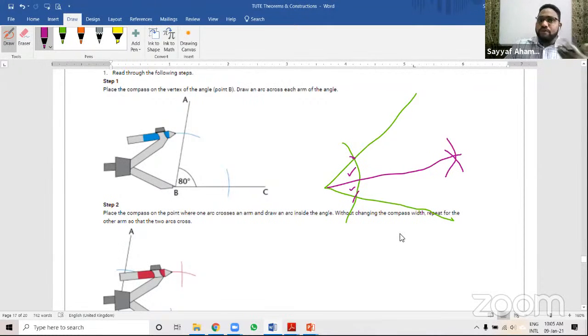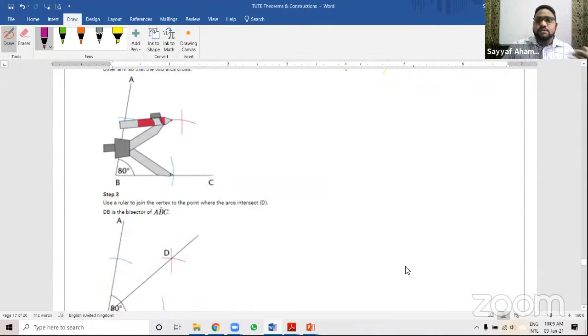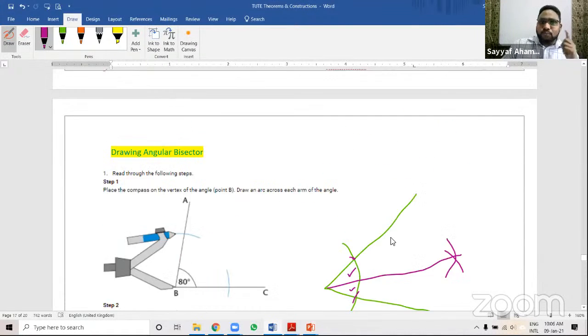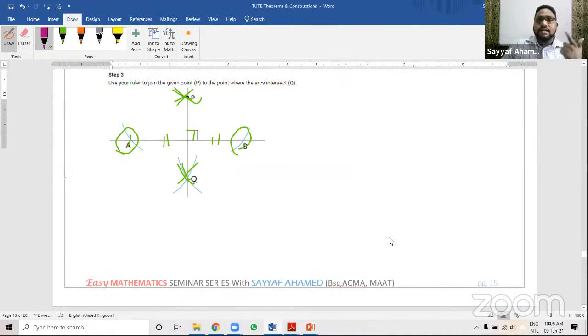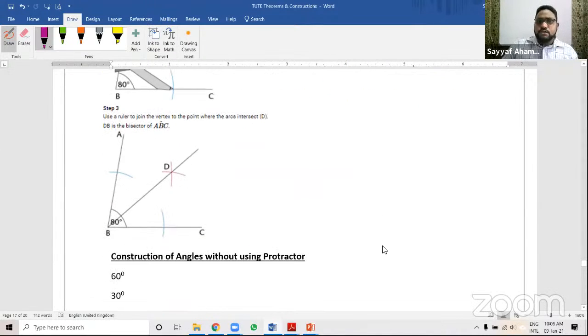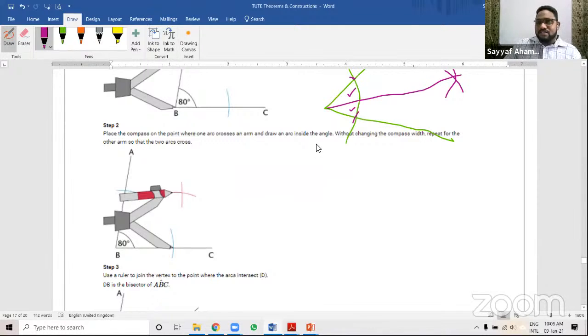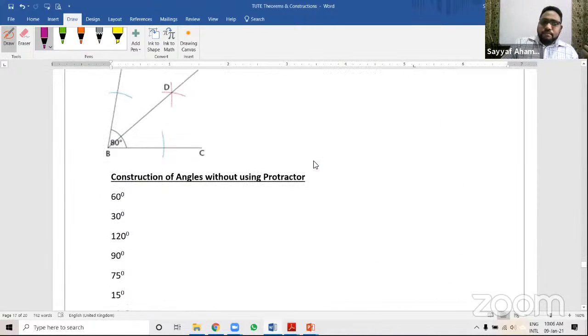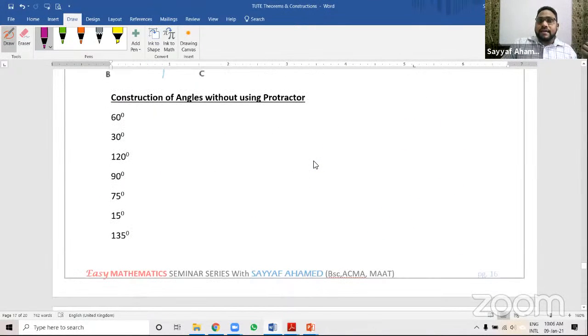Don't be overconfident. I suggest you draw at least one perpendicular bisector and one angular bisector, and the other stuff too. Go through my tute and nothing is missed out, I guess. Construction of a circle is common, and then we move on to the construction of angles without a protractor.